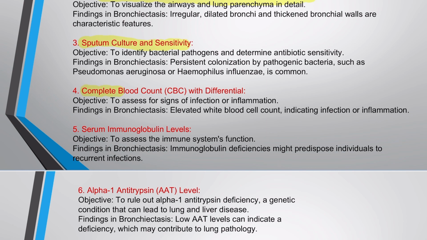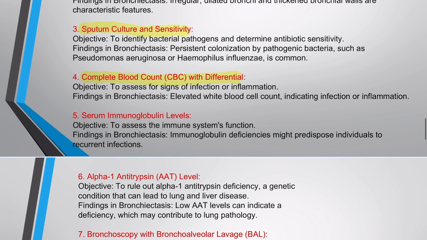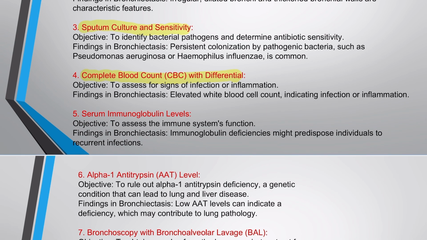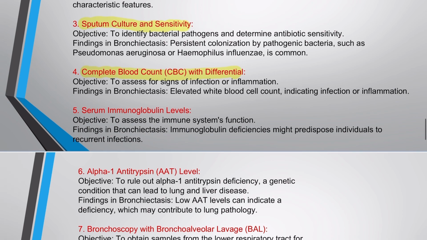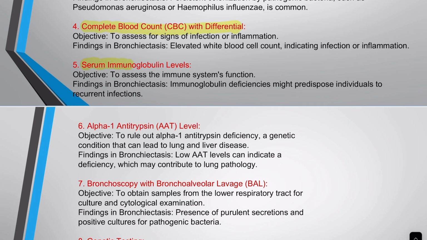We'll be interested in doing the complete blood count with differential to assess for signs of infection or inflammation, and in bronchiectasis there may be an elevated white blood cell count indicating infection or inflammation. Serum immunoglobulin levels to assess the immune system function.